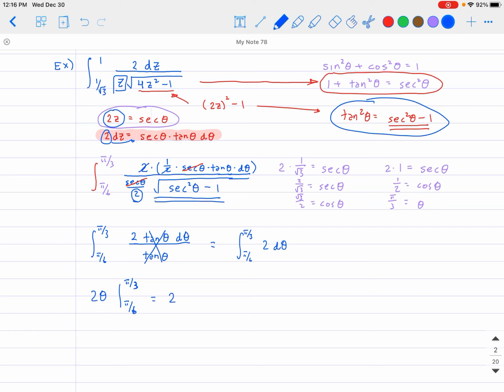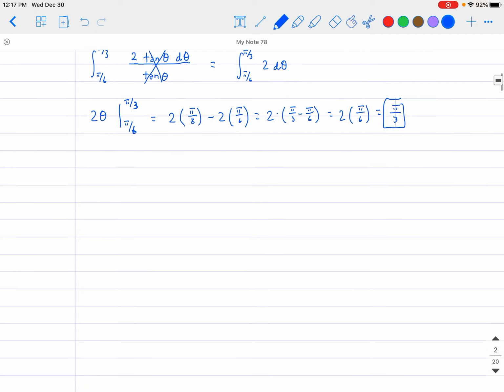So my final answer is 2 multiplied by pi over 3, that's my upper bound, minus 2 multiplied by pi over 6, that's going to be my lower bound. So that looks like 2 multiplied by pi over 3 minus pi over 6, which gives me 2 multiplied by pi over 6. So the answer is equal to pi over 3 then.